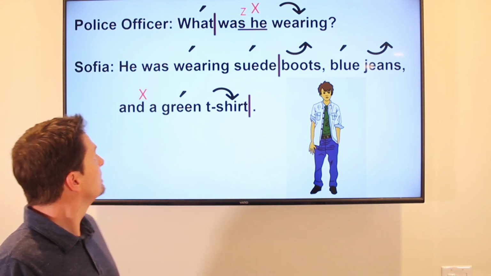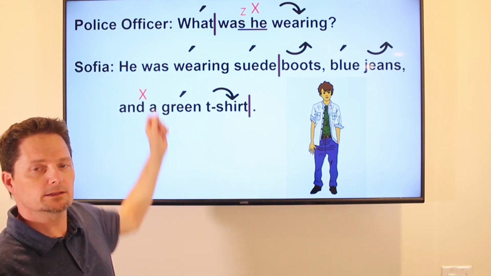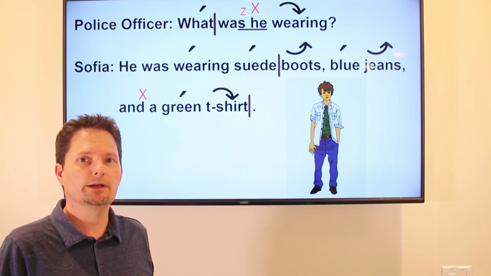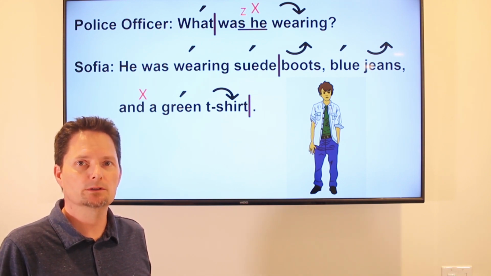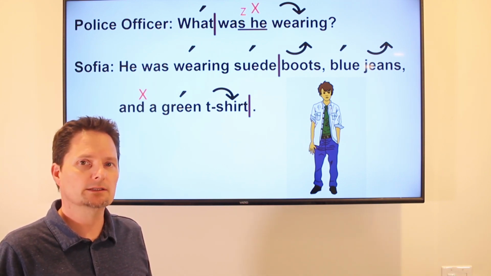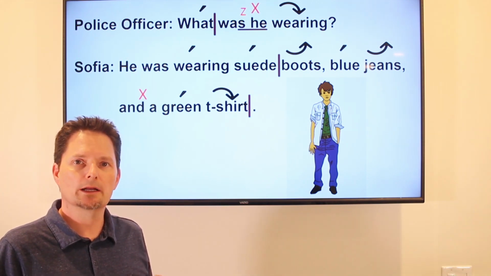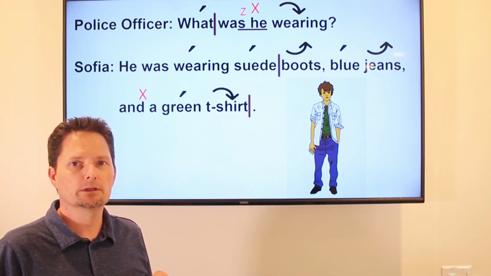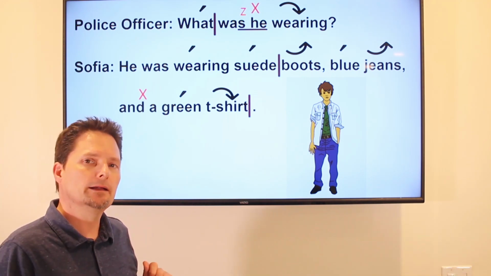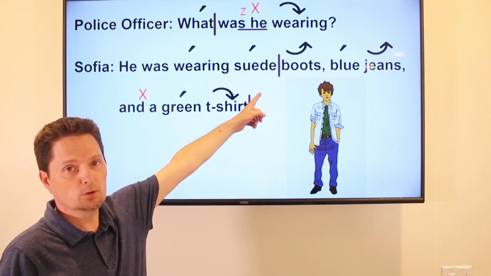Pronunciation differences. He was. Because "was" is not stressed, you hear "he was, he was, he was." You link the words and it's not stressed. He was. So it's shorter. He was wearing suede boots.